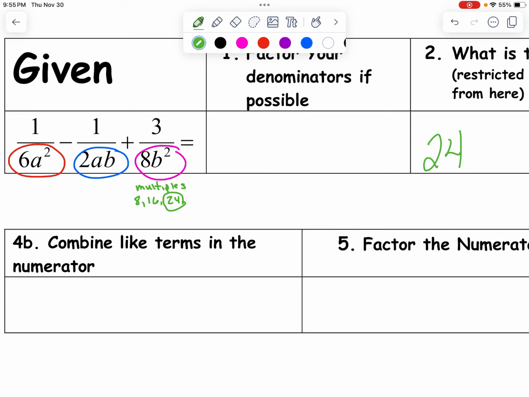Now, what other variable do you see? A. How many a's does the first fraction have? Well, a squared. How about the second one? Just a. Do you know the least common multiple between the two of those? The least is a squared.